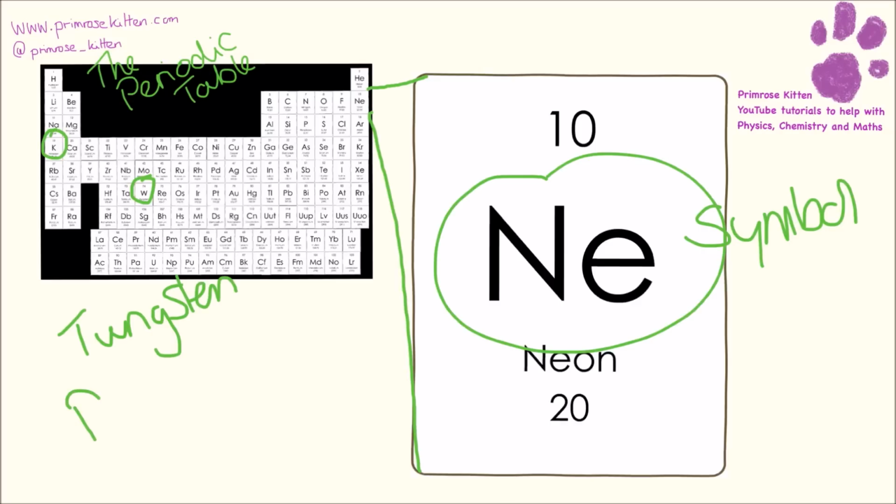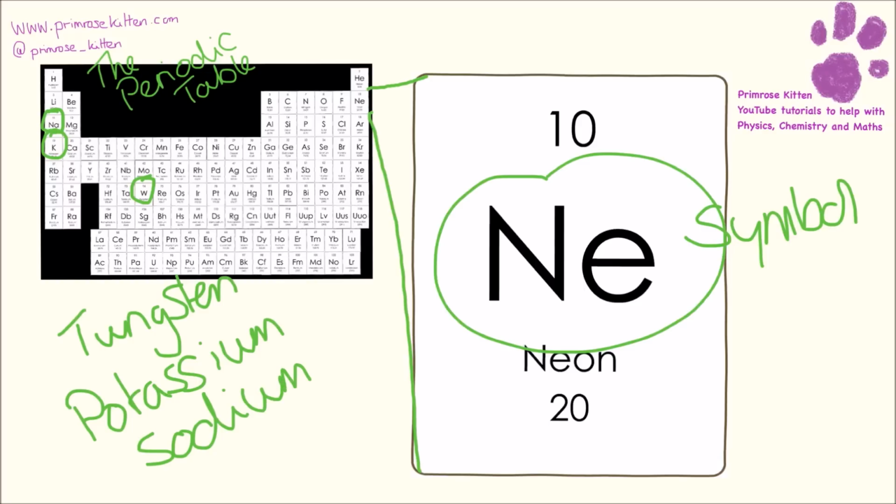Potassium over here, which is K, potassium. And Na just up here, which is sodium. So don't get confused. Often I see people writing S for sodium. That is sulfur. Don't write S for sodium. The other thing the periodic table will tell us is the name of whatever we're looking at.